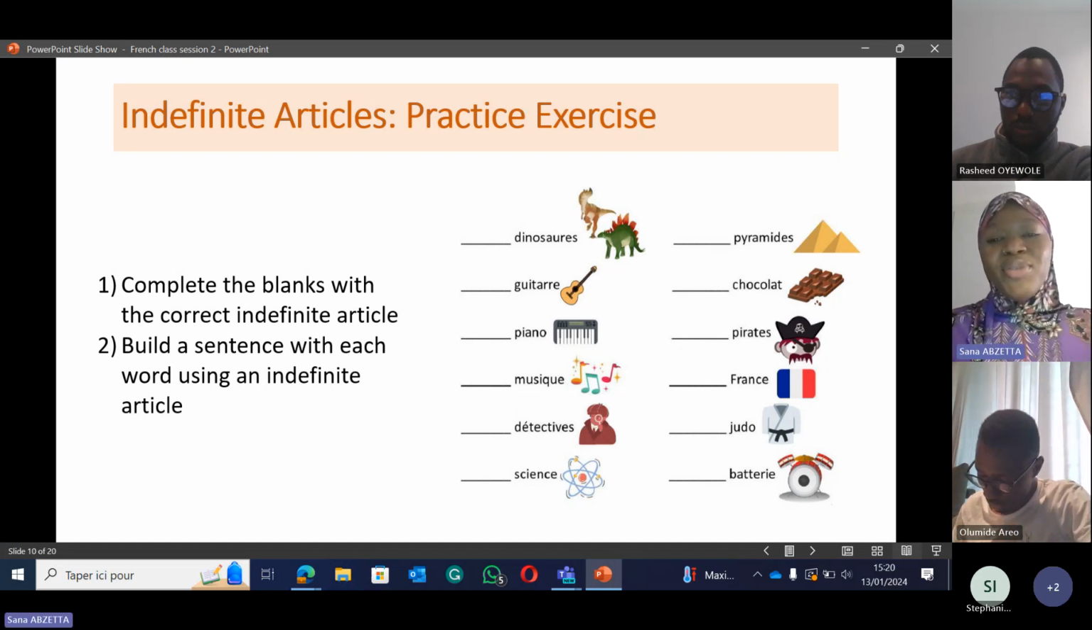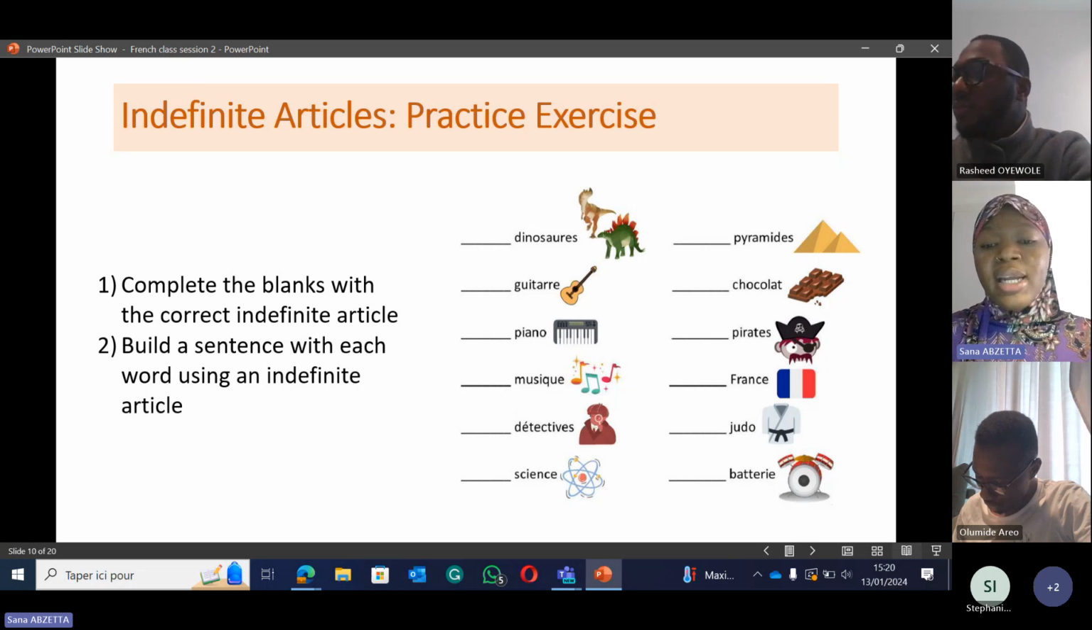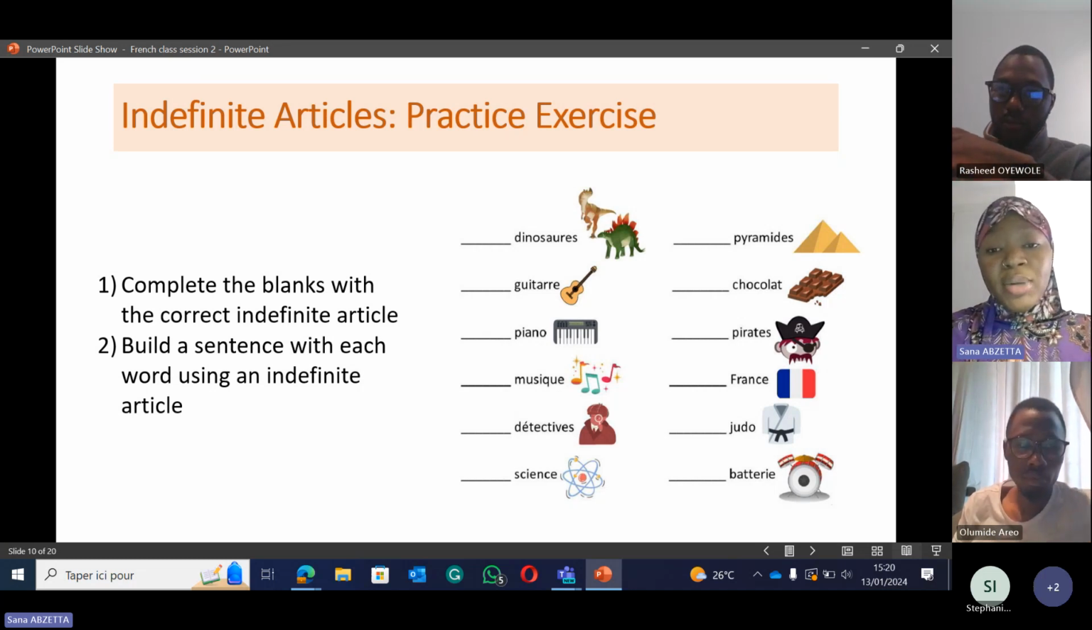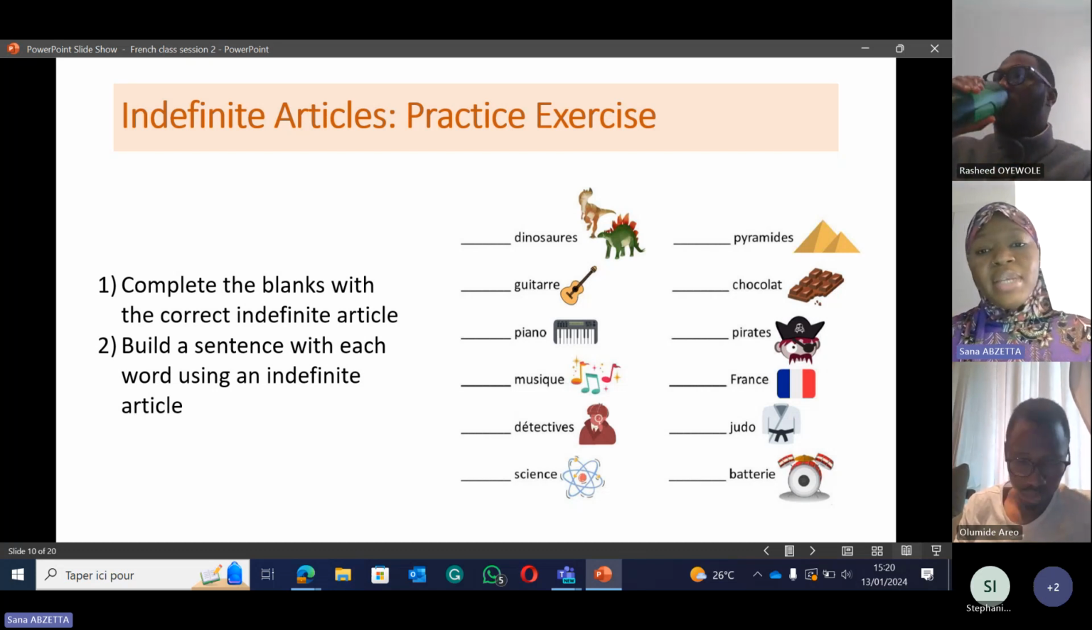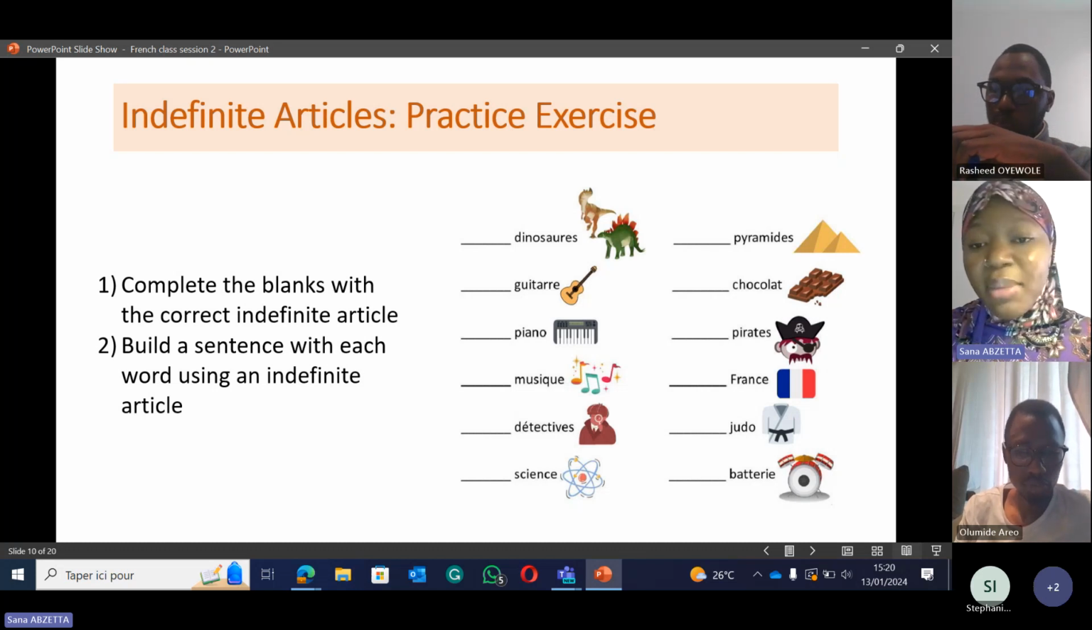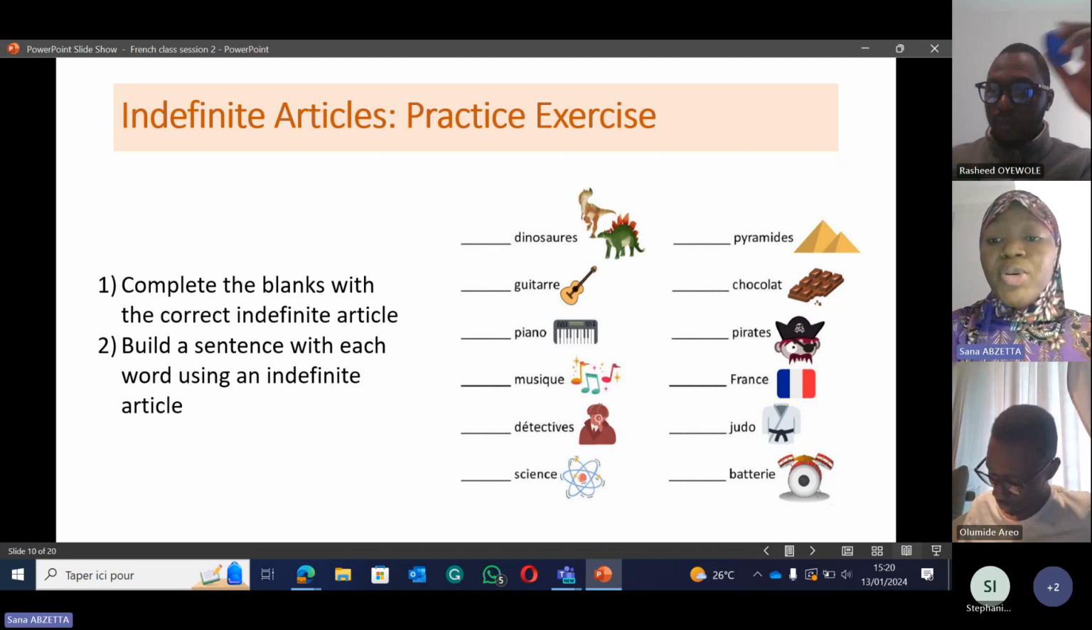So let me summarize what we learned until now. We have indefinite articles in French, as in English we have a, an, one, or some. The difference with English is that in English there is no gender for words, but in French some words are masculine, some others are feminine. So if you are talking about a masculine word, and it's singular, you use un. If you are talking about a feminine word and it's singular, you use une. And if you are talking about plural, either masculine or feminine, you just use des.